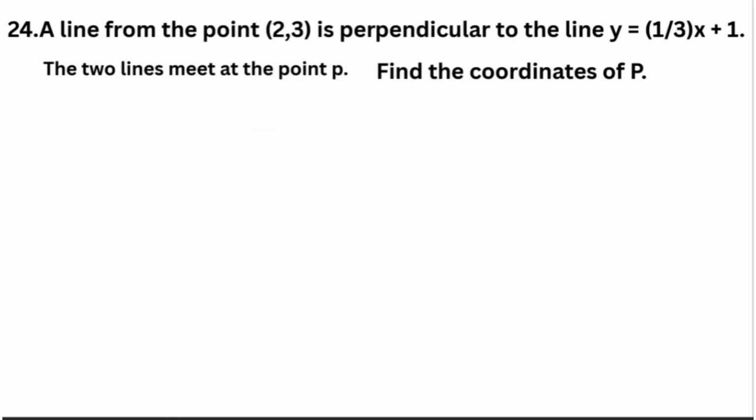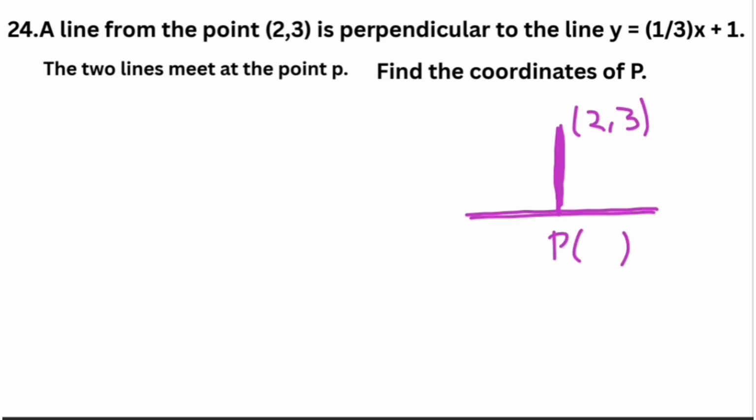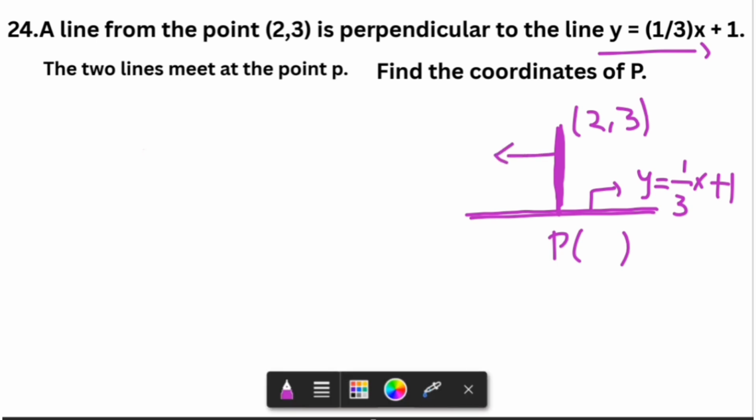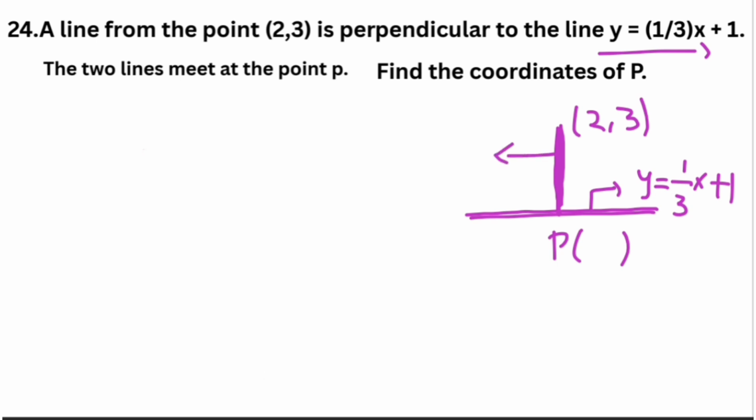A line from the point 2, 3 is perpendicular to the line y equal to 1 by 3x plus 1. So that means there is a line at point P, and we have another line. They said these two are perpendicular. This is the 2, 3 point, and this is the line y equal to 1 by 3x plus 1. We have one line and we don't have this line's equation. So let's find the equation of the perpendicular line.